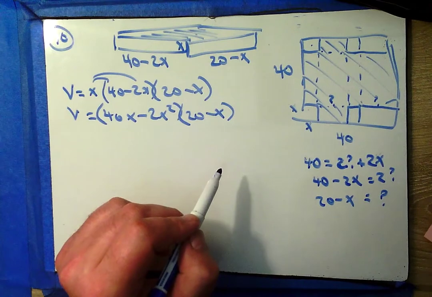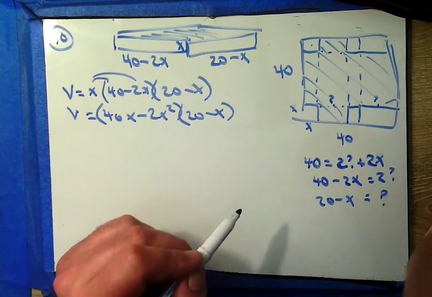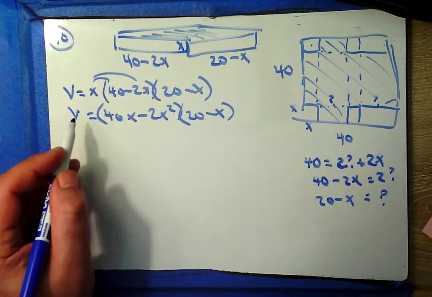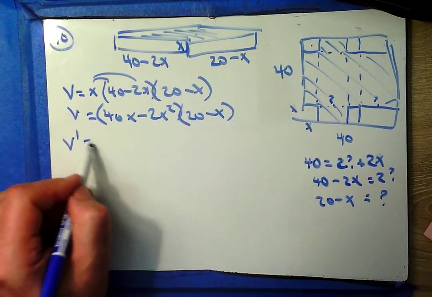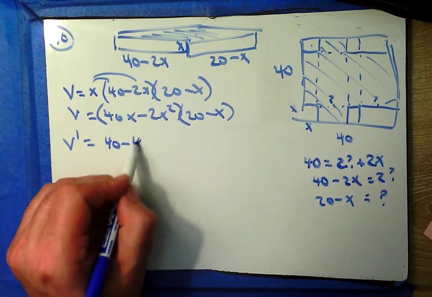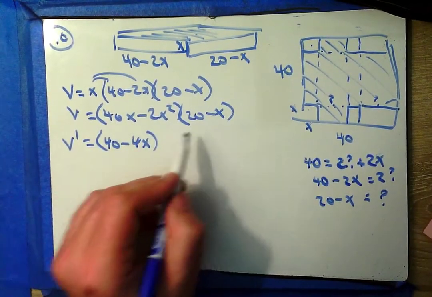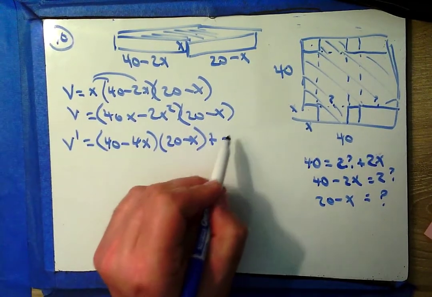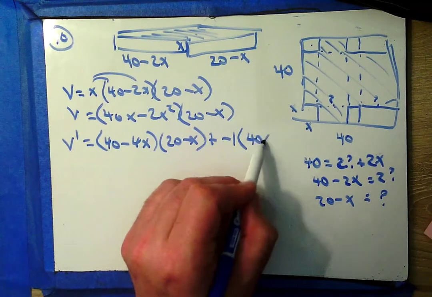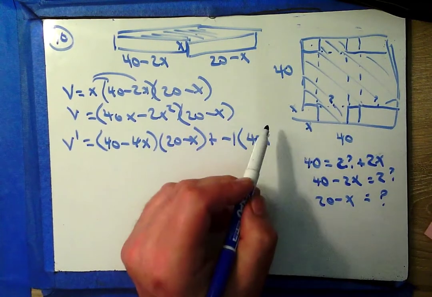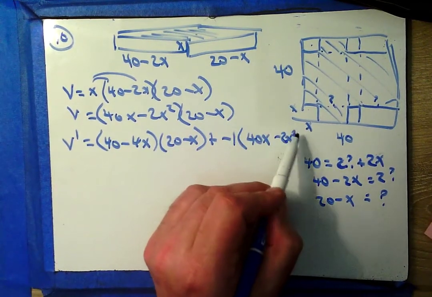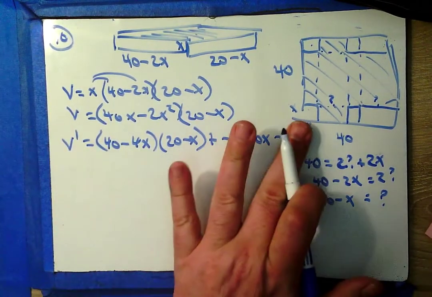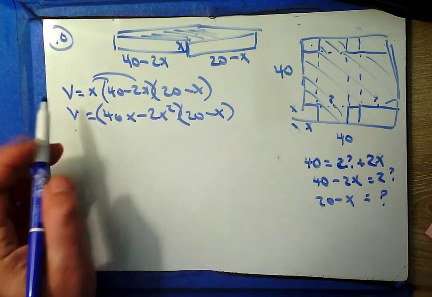Well, if I don't FOIL, I'm going to have a bunch of factoring, and if I do FOIL, I'm going to have some factoring. So I think I'm just going to use the product rule and say that V prime equals 40 minus 4x times, maybe I wanted to FOIL, plus negative 1 times 40x minus 2x squared. Okay, so I've got a FOIL here. I'm going to go back and FOIL here.